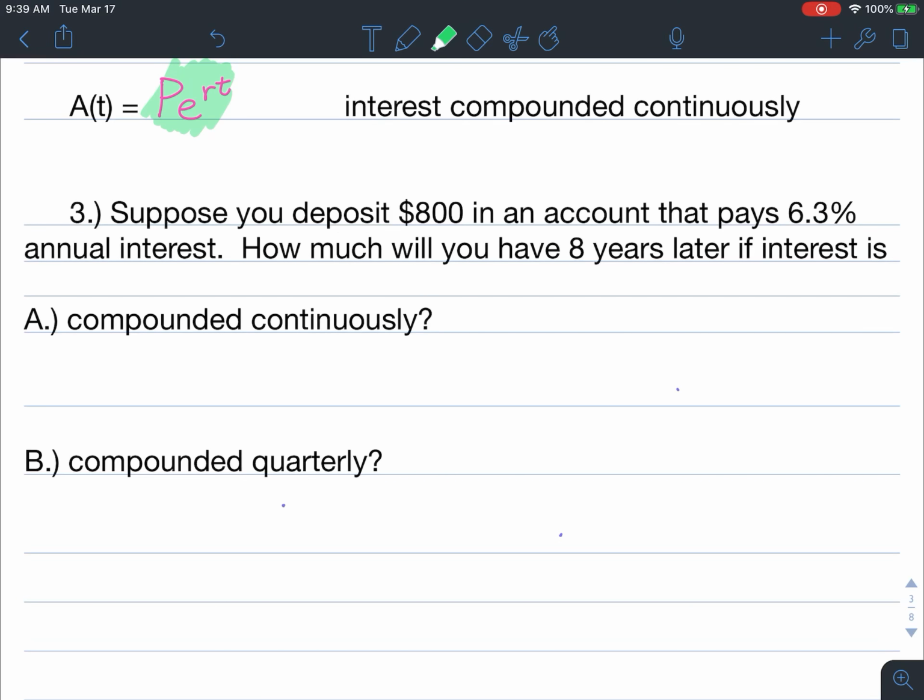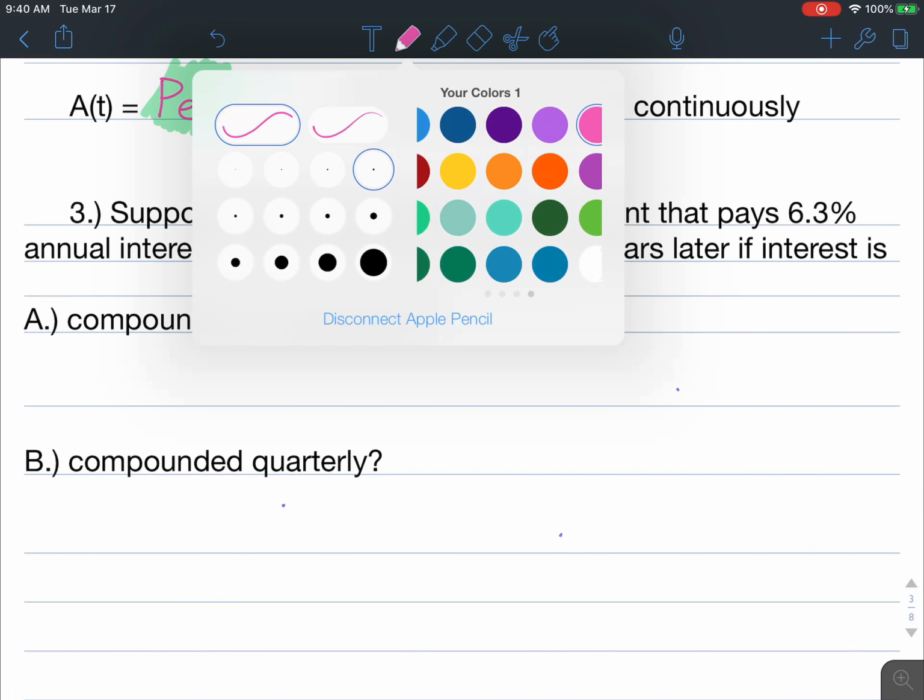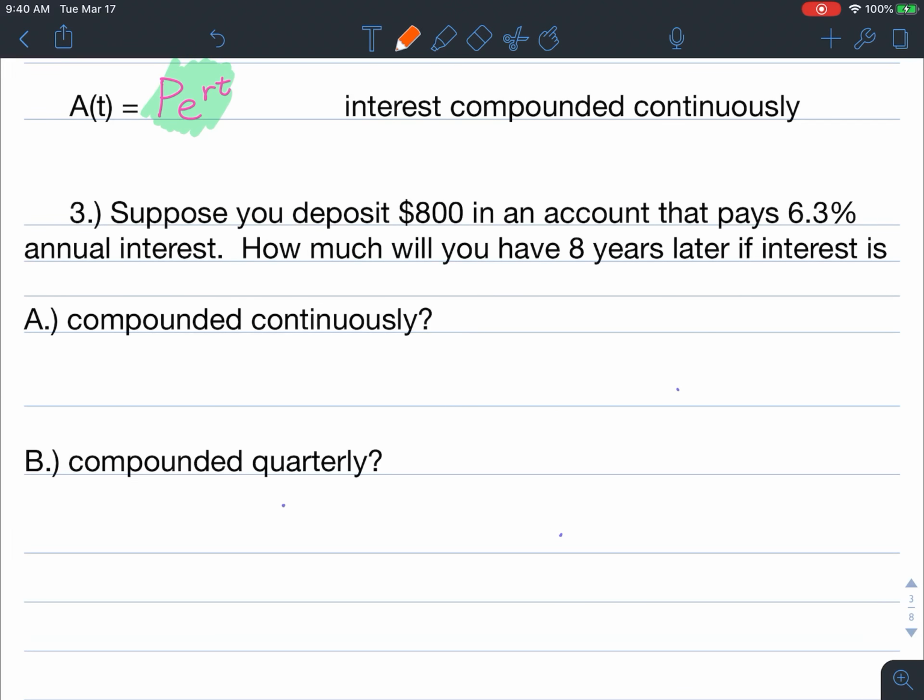So let's see here. Let's just practice some compound interest problems. Suppose you deposit $800 in an account that pays 6.3% annual interest. How much will you have 8 years later if the interest is A, compounded continuously, or B, compounded quarterly? Okay, so let's figure out what's going on here.